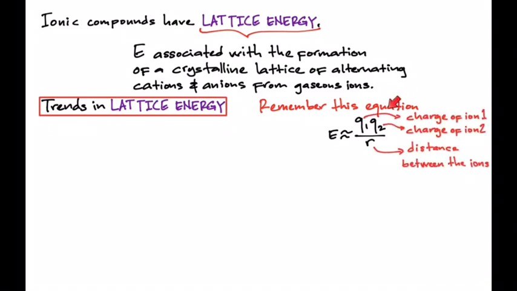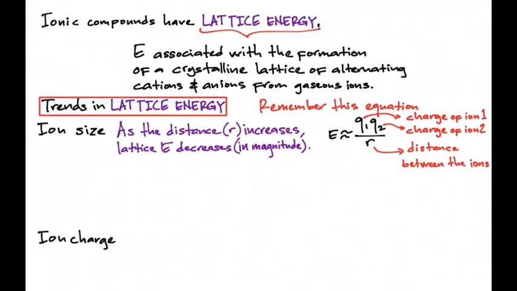So according to this equation, lattice energy is dependent upon two things: ionic charge and the distance between the ions. And this distance R between the ions is basically dependent on ionic radius, right? The size of the ion. So as R increases, as the distance between the ions increases, lattice energy decreases. That tells us that lattice energy is inversely proportional to the distance R.